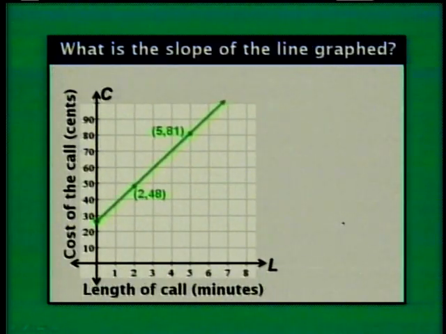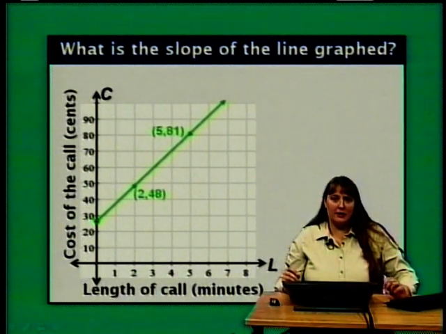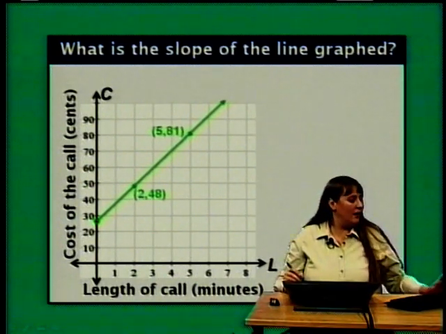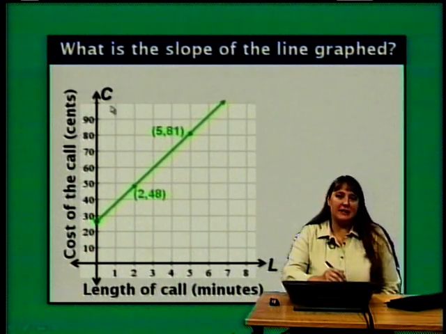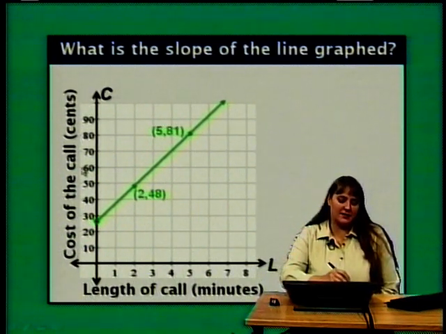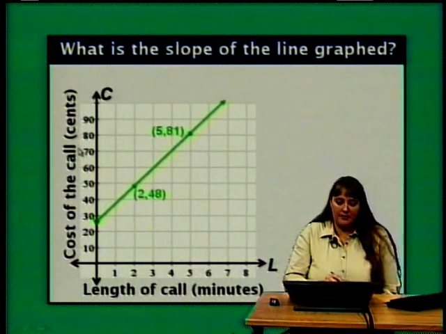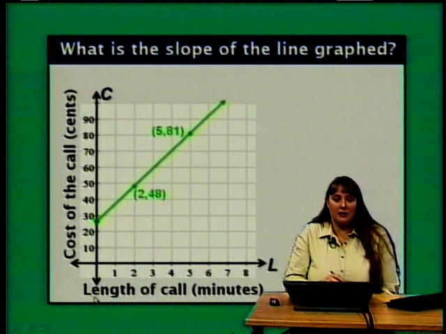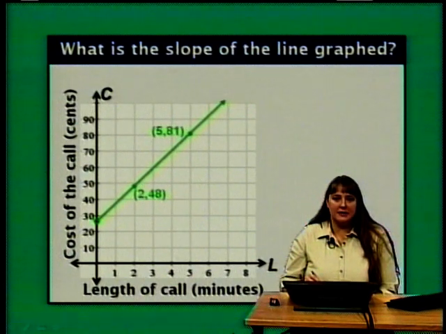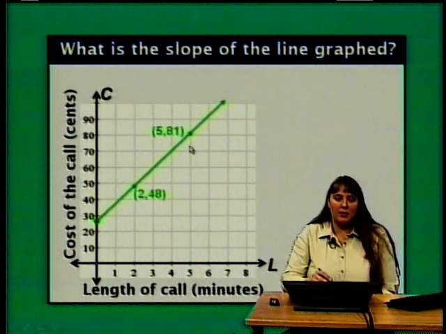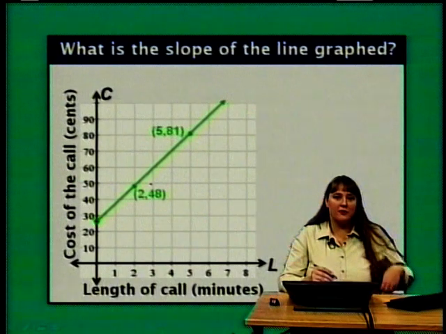Let's look at another example. What's the slope of this line? Let's start by looking at what it is that's graphed. We have another applied problem. On the vertical axis, the dependent variable c represents the cost of the call in cents. So it looks like we're talking about some kind of a telephone call. And the cost of the call depends on our independent variable L, which represents the length of the call in minutes. I'm actually given a couple of ordered pairs on this line. So I think rather than just looking at rise over run, I'm going to go back to our formula for finding slope.